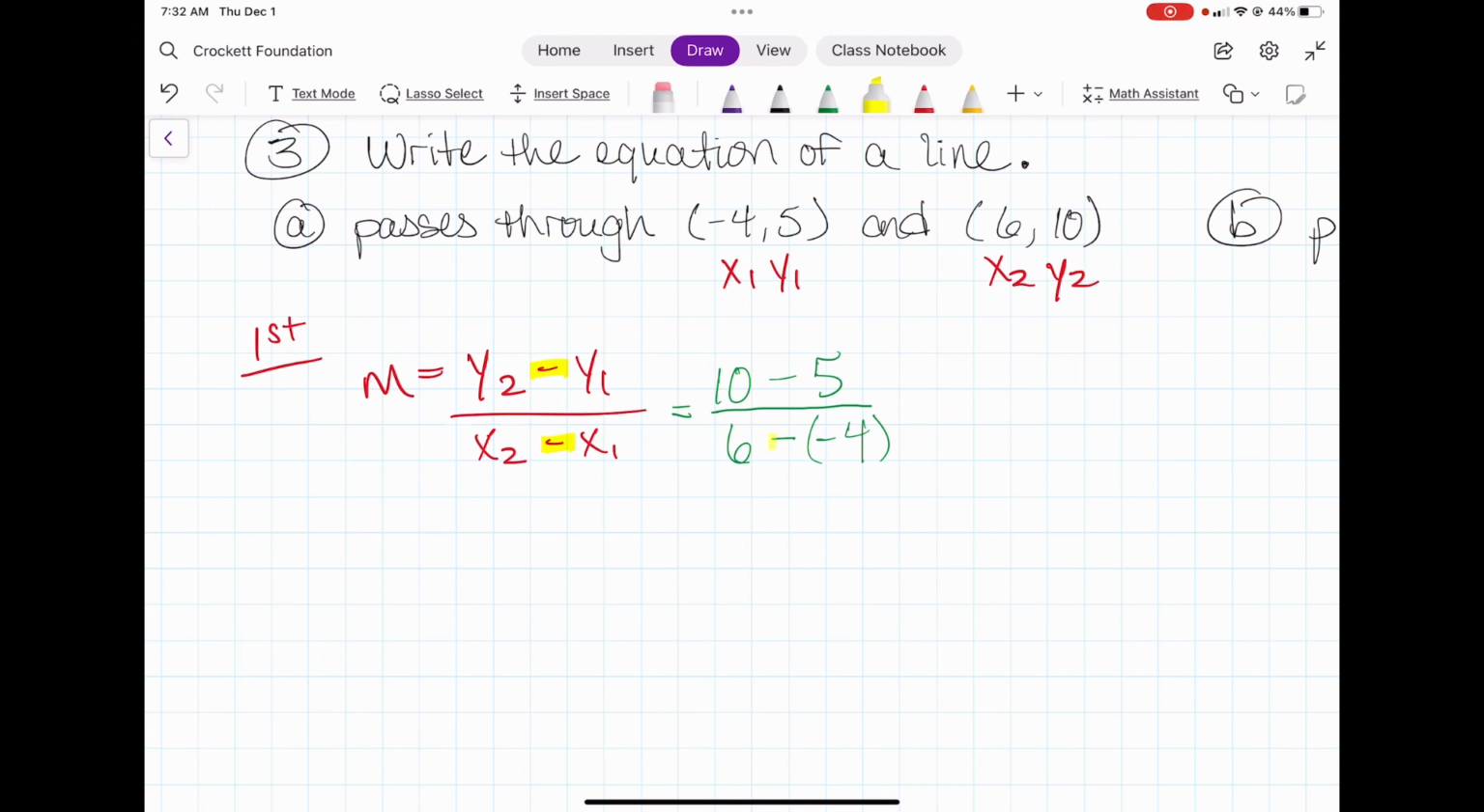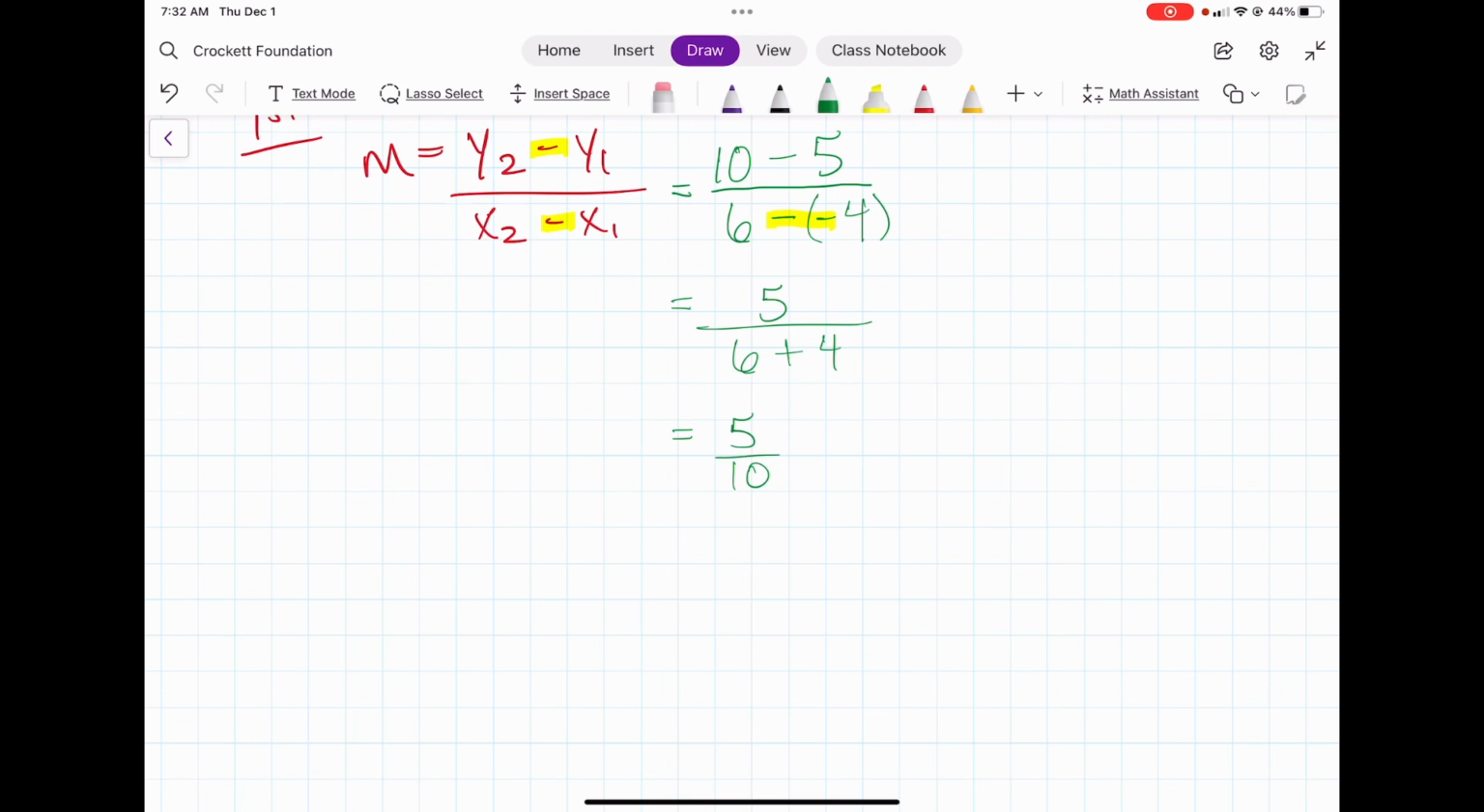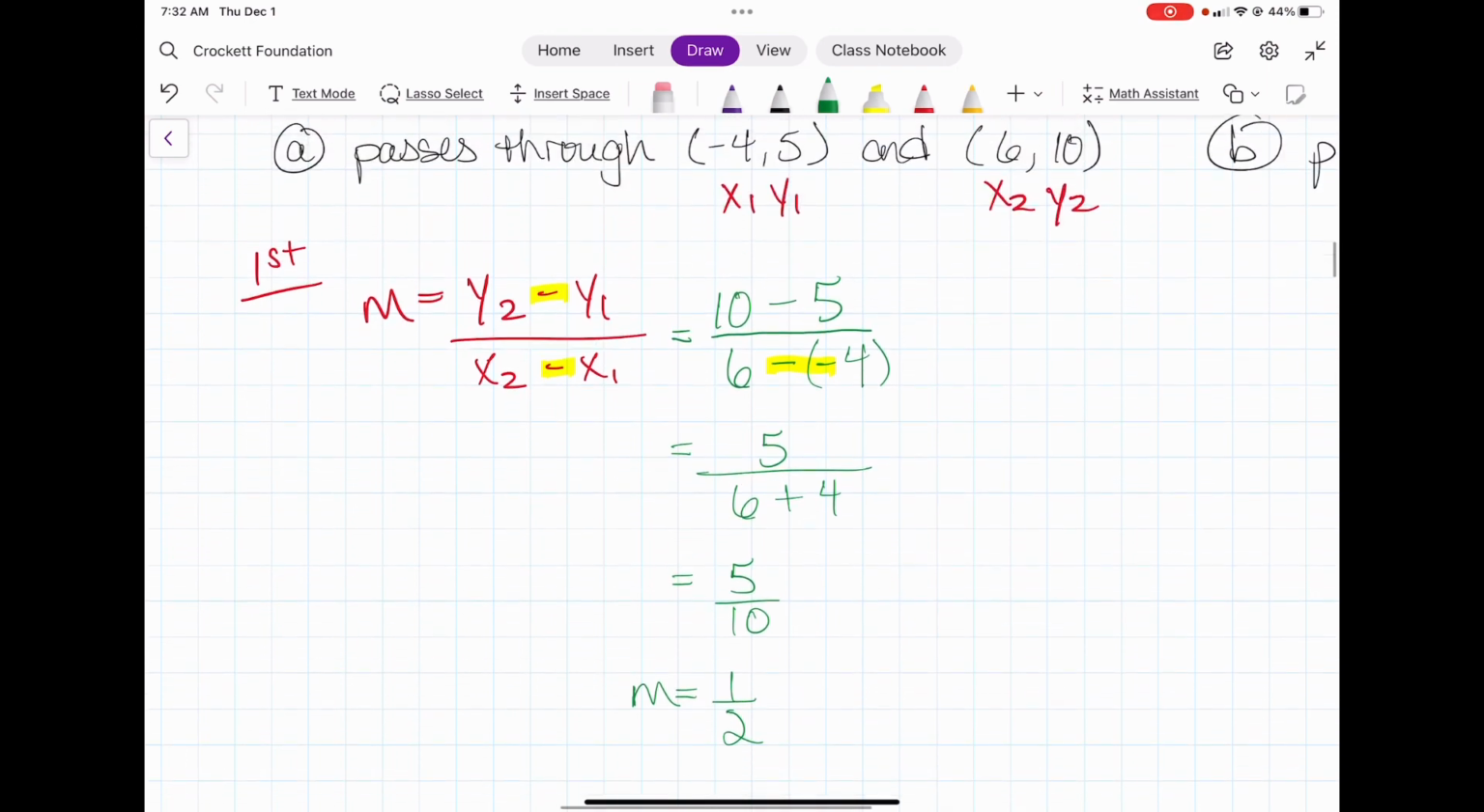But either way, because we have the double negatives here, when we simplify, the numerator is going to become 5. 10 minus 5 is 5. But on the bottom, we have to rewrite that to say 6 plus 4. And when we simplify that, that becomes 5 over 10. And simplifying that further, that makes 1/2. So our slope, given these 2 points, is 1/2. That's one part of the information that we need.